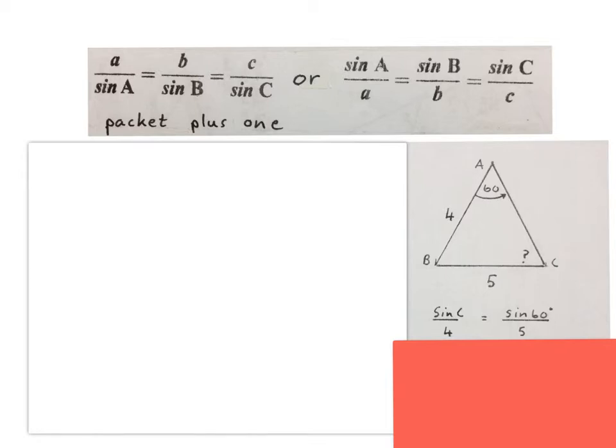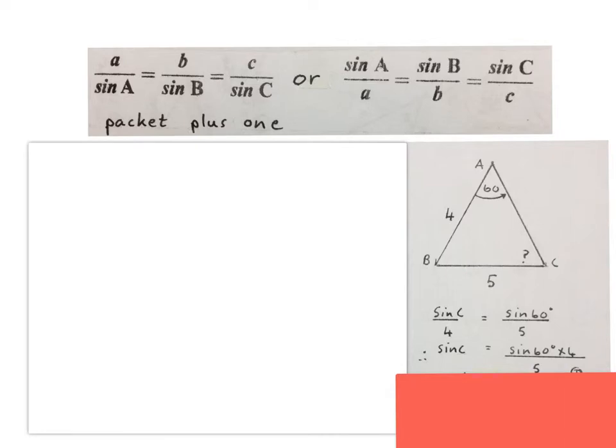We put the angles at the top: sine C, which we want, over 4, the side opposite it, equals sine 60 over 5, my pair. To get the sine C alone, I multiply by 4 on both sides.